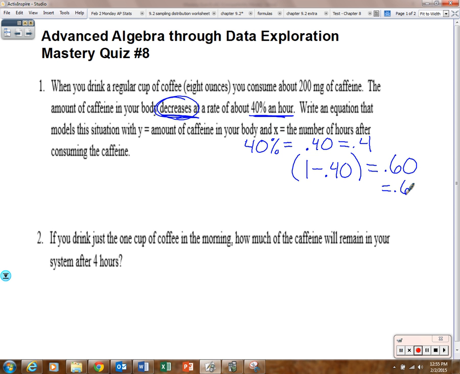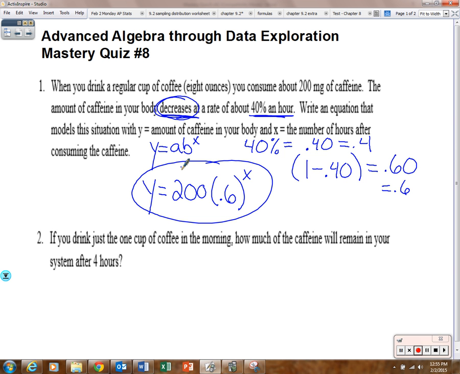So, write our equation. Remember how this works. Y equals A times B to the X power. A is the initial amount. Well, we're starting off with 200 milligrams of caffeine, and B is the rate, in this case, the amount that is staying in our body per hour. So we write Y equals 200 times 0.60 to the X power.